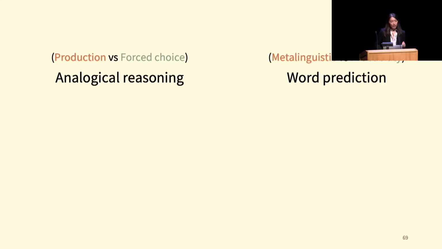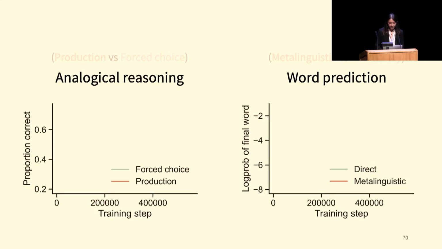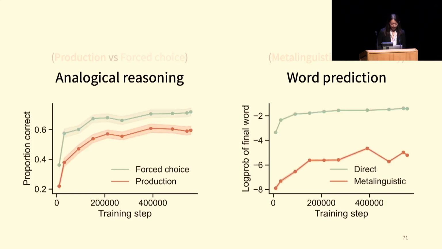In this setting, it only makes sense to analyze training time dynamics on the cases where the fully trained OLMo model actually achieves good performance. So we're just going to look at one domain per evaluation contrast. We're looking at analogical reasoning for the production versus forced choice contrast, and word prediction for the metalinguistic versus probability comparison. Here we'll just look at performance as a function of training time under both of the evaluation methods. And overall, what we see is consistent with what we saw with the model size manipulation.